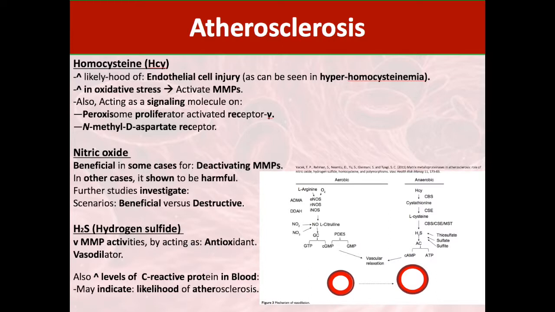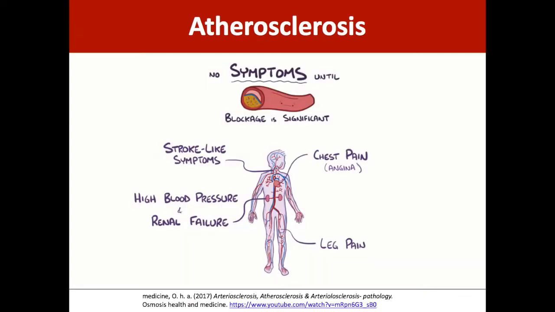Also in atherosclerosis, increased levels of C-reactive protein in the blood are noted that may indicate likelihood of atherosclerosis. In atherosclerosis, there are no symptoms until significant blockage takes place. When this significant blockage occurs, symptoms such as stroke-like symptoms, angina, or in other words chest pain, high blood pressure and renal failure, and leg pain can occur.